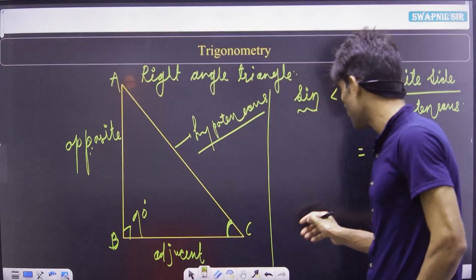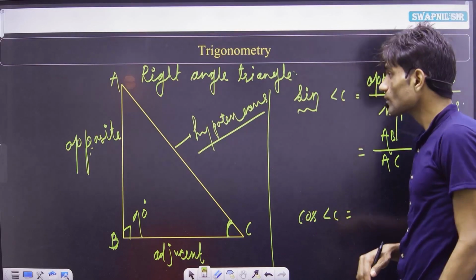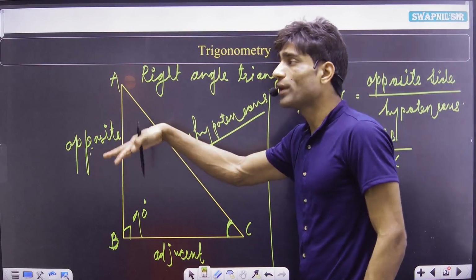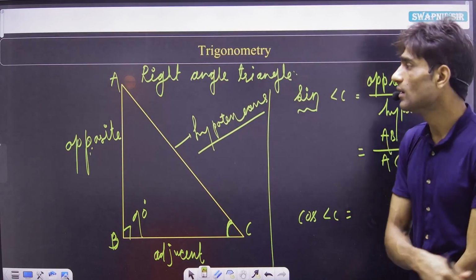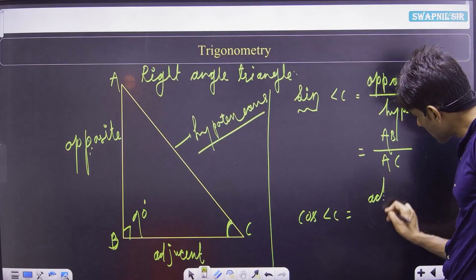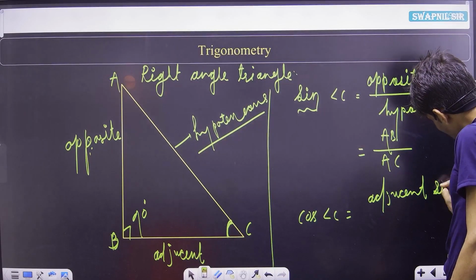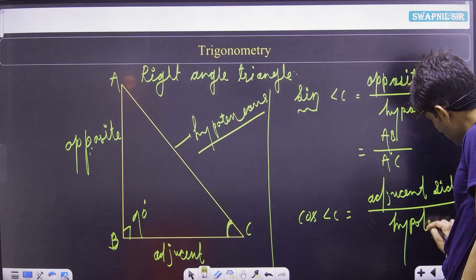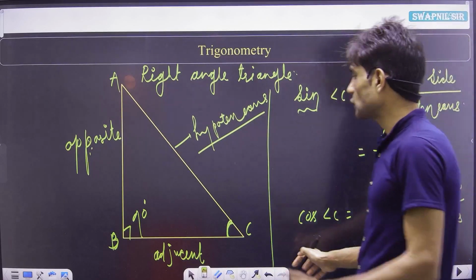Having defined the sine of angle C, let's define the cosine of angle C, which is cos of angle C. Now we have given the opposite side for sine. The remaining side other than the hypotenuse we go for in the cos of angle C. So cos of angle C is the adjacent side divided by the hypotenuse.